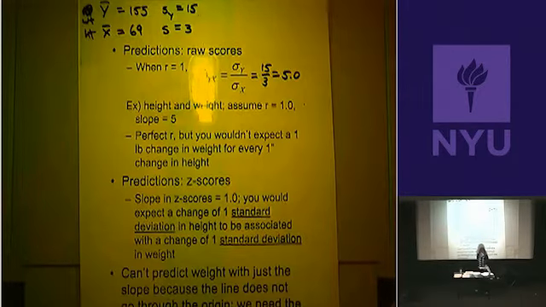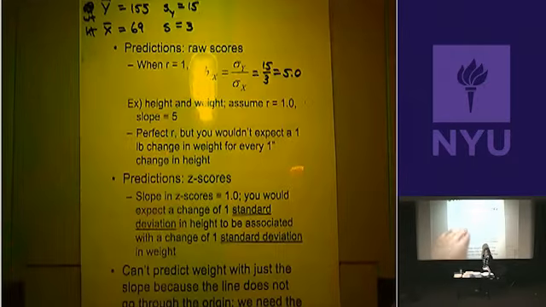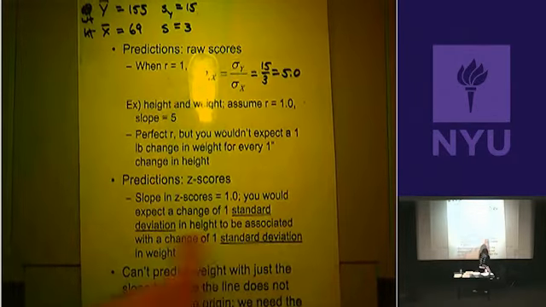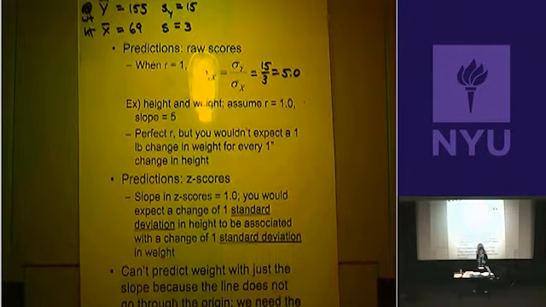So understand that even though your correlation is perfect, it's not that for every 1 inch change in height, there's a 1 pound change in weight. If you were doing it in z-scores, you would expect a 1 standard deviation change in height to be associated with a 1 standard deviation change in weight, but not in the raw scores. Okay? Now, this is not simply our equation because we need the intercept.